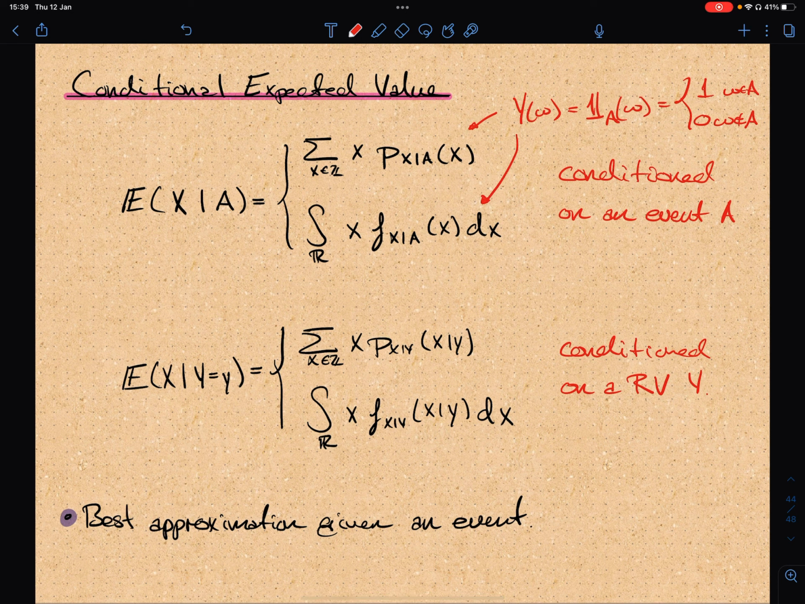So if you introduce this random variable Y, which is an indicator function of event A, then you obtain this expected value. You obtain the conditional probability functions given the definition we gave in the previous lectures for these quantities, and then you can obtain this conditional expected value. In most cases, we're just going to focus on this formula when we're conditioning on a specific random variable.